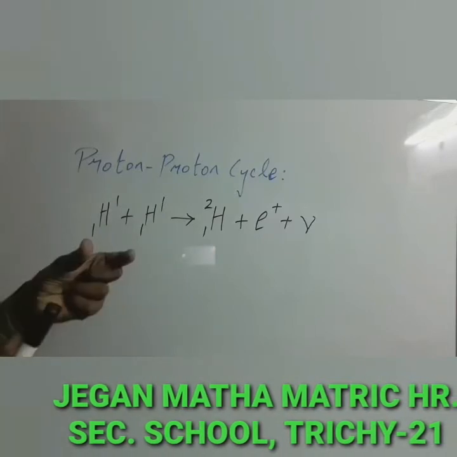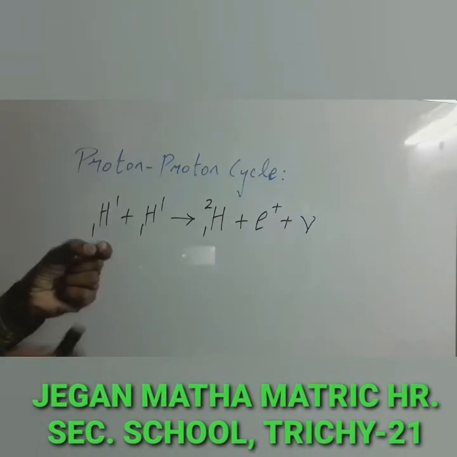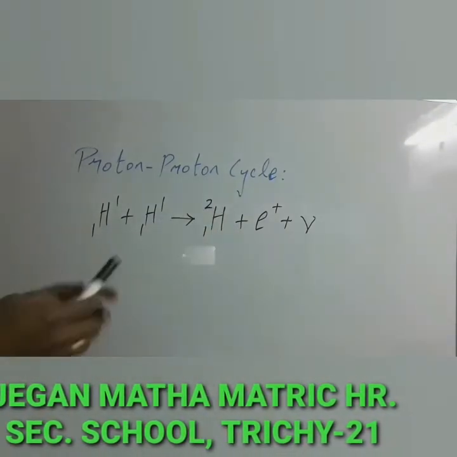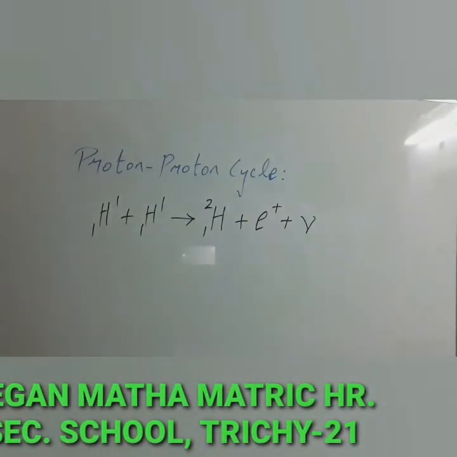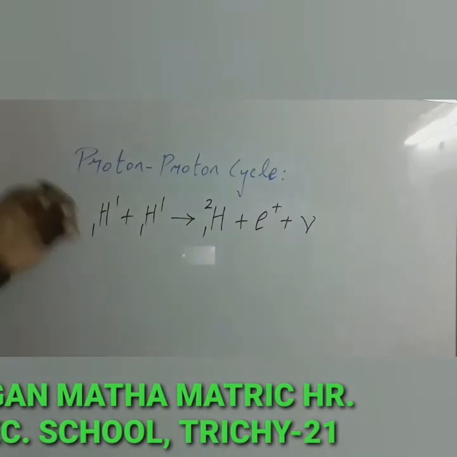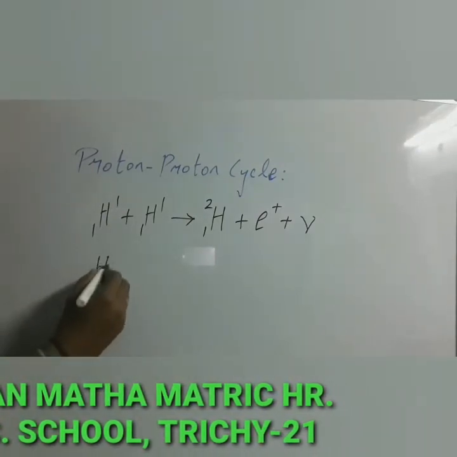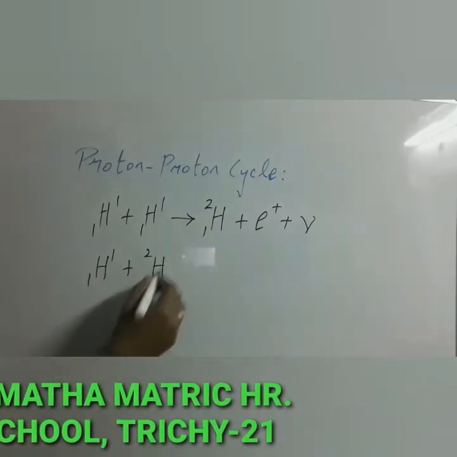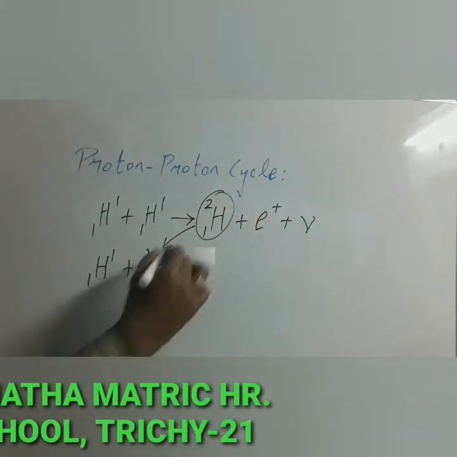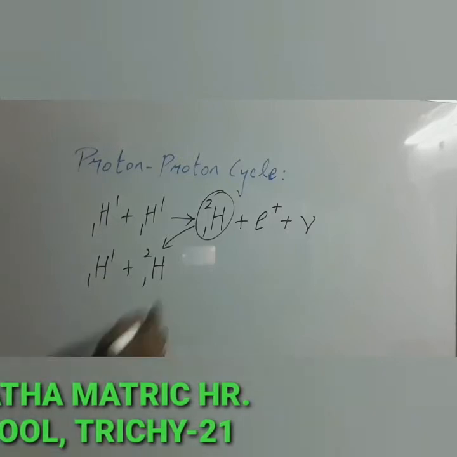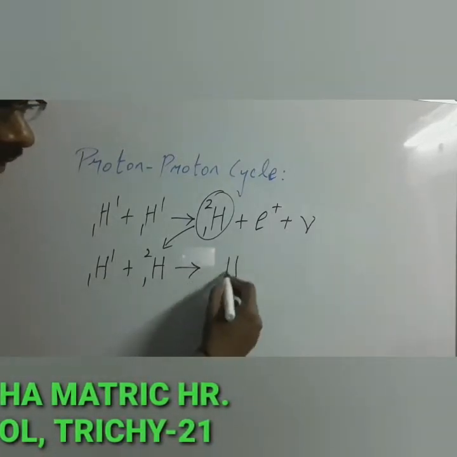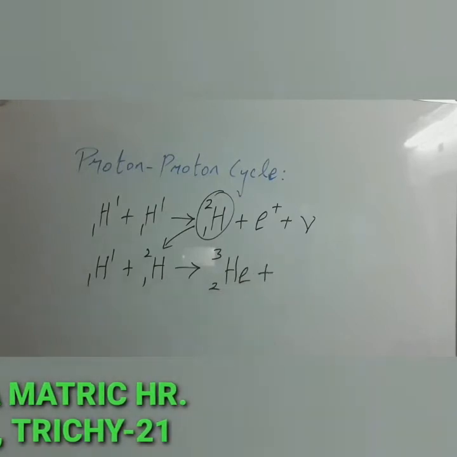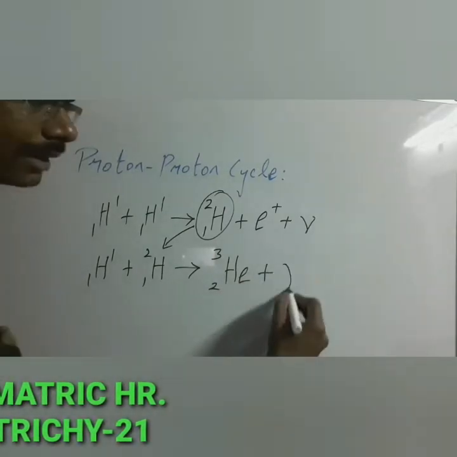Here, lighter particles combine and form a heavier particle, compared to this one. In the second step, another proton is going to combine with the deuterium, which is formed here, and forms an isotope of helium and gamma rays.